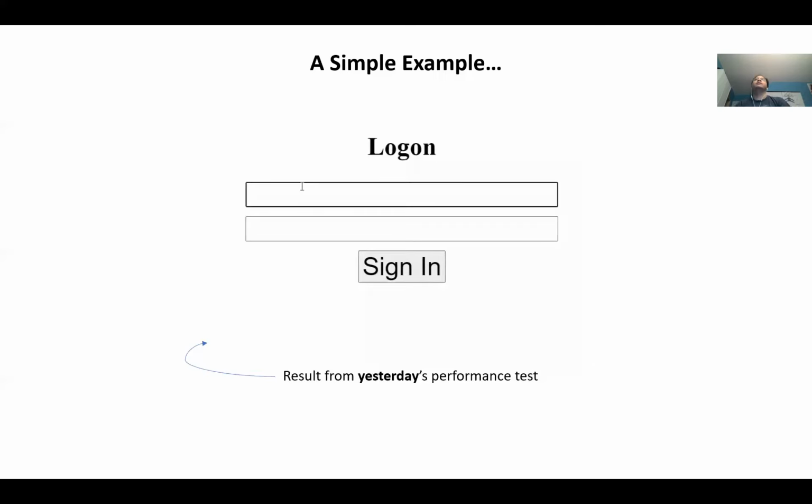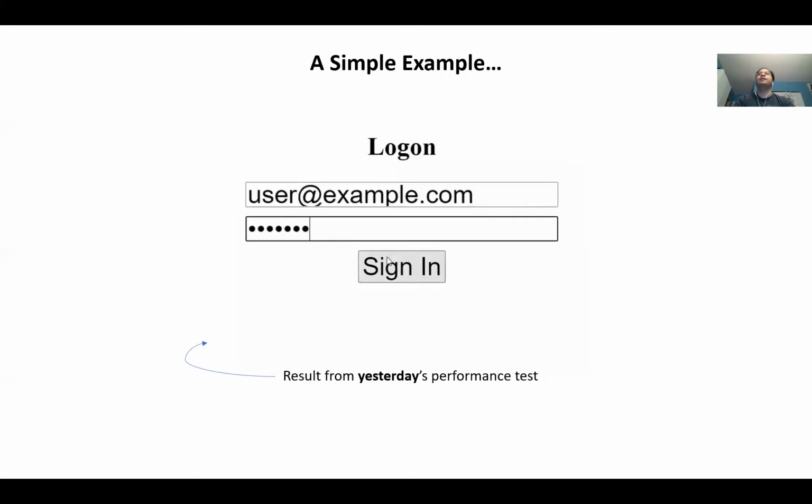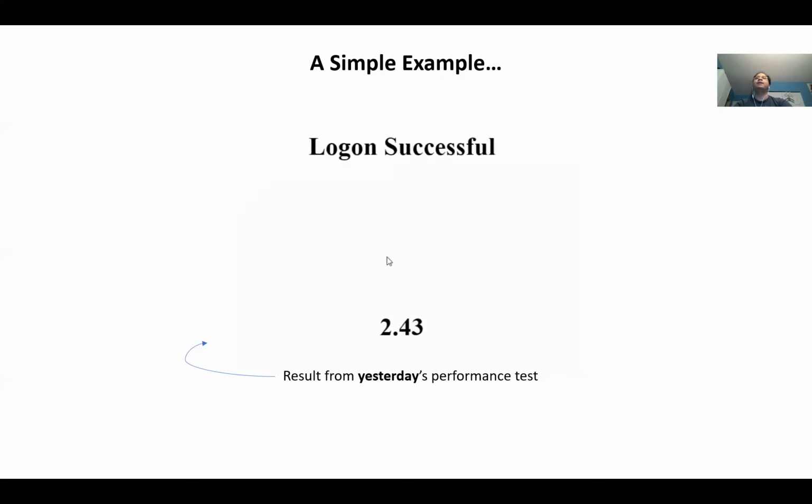All right, so now it's typing the usual user input. And then in the secondary, you're going to see the time. And in this case, it's 2.43 seconds. So from pressing the sign in button up to when it shows the logon successful screen, it took around 2.43 seconds for its response time.